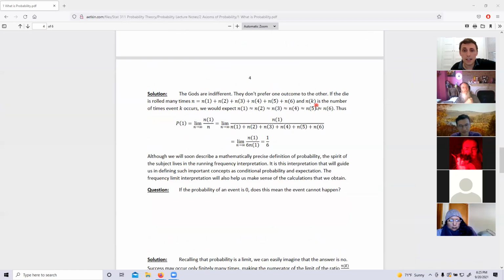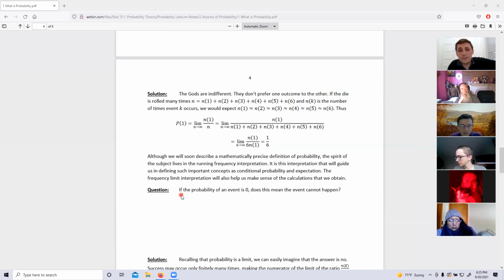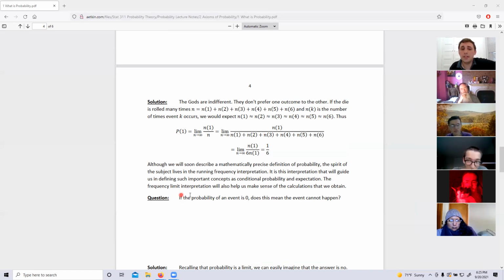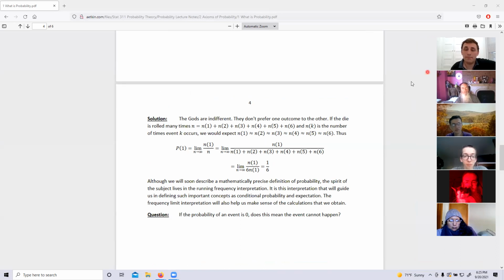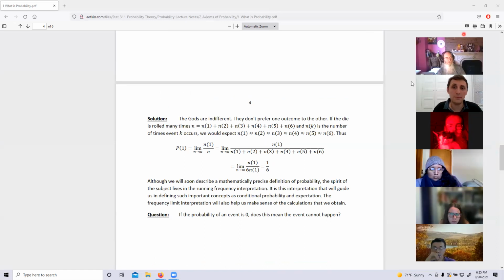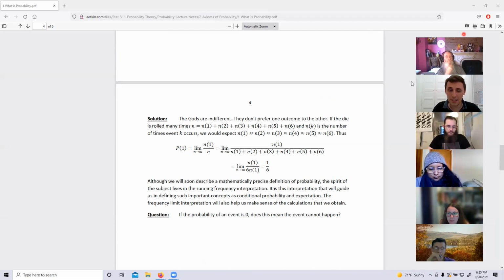All right, guys. And then the next question. If the probability of an event is 0, does this mean the event cannot happen? Right? So that's another thing. Maybe you watched Dumb and Dumber. I remember this guy is coming to a model and he's saying, will you date me? What's the chances of you dating me? She says 1 in a million, and he gets very excited.